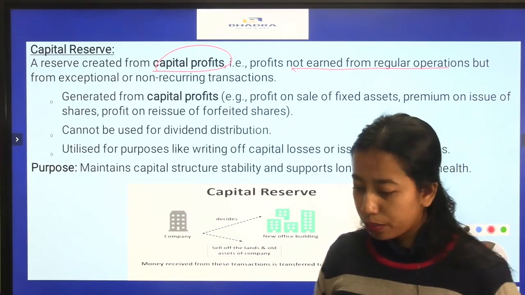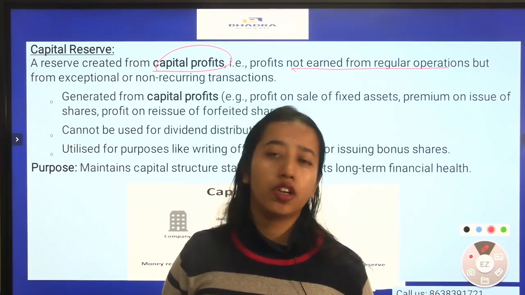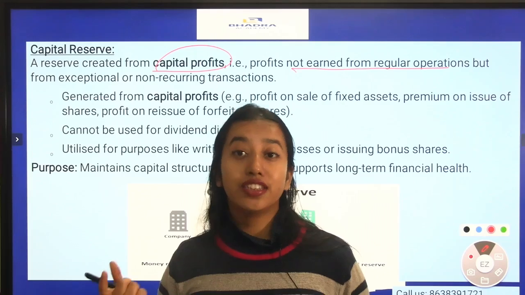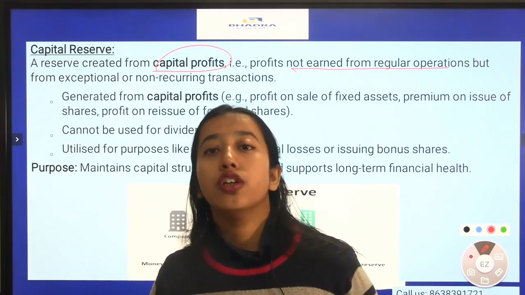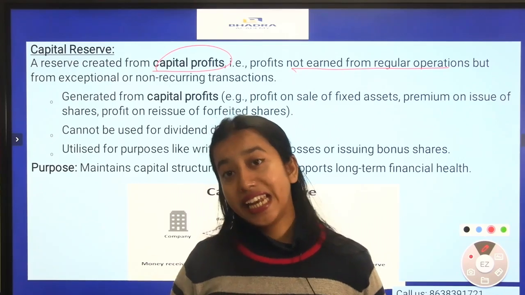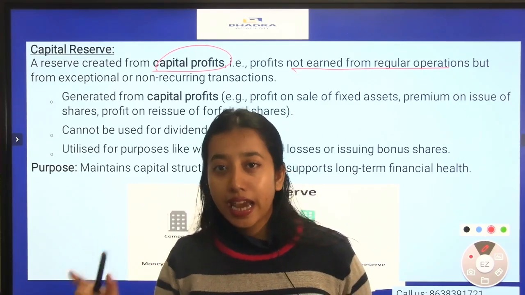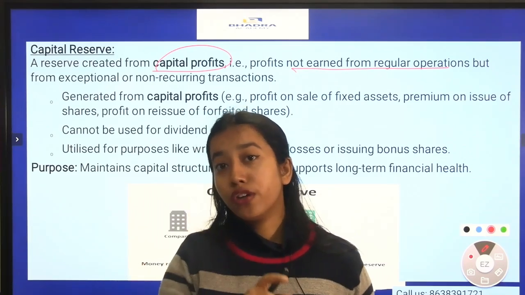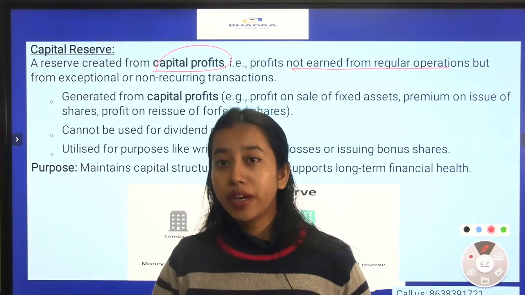Suppose that piece of land was bought by the business 5 years ago for 1 lakh rupees. Remember, land is a fixed asset for the business. When that land is sold after 5 years for 10 lakh, what is the profit the business gains? A profit of 9 lakh. It is sold for 10 lakh, whereas it was bought for 1 lakh, so the difference is 9 lakh. This is the profit earned by the business.